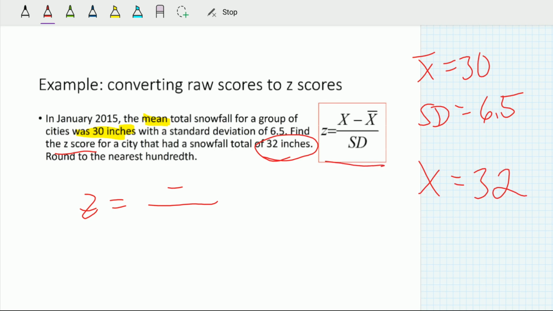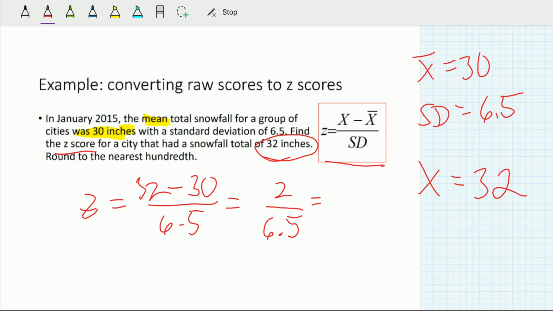So the equation says, raw score first is going to be 32. Or raw data, if you want to think of it like that. It's up to you. 32 minus 30 divided by standard deviation, which is 6.5. That's going to be 2 divided by 6.5. And then that's where I have to now use a calculator. And it's totally fine. Use a calculator.